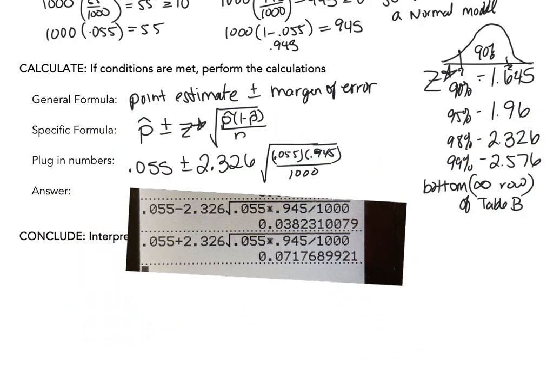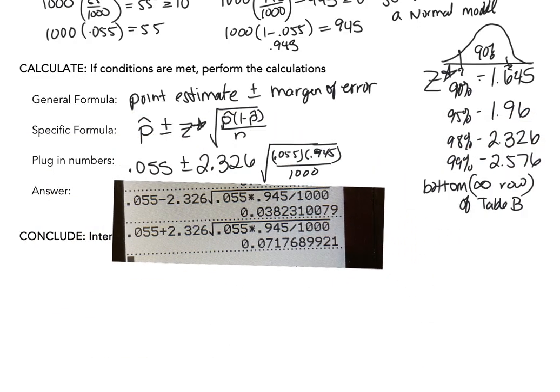Okay. So you can see that when I plugged it in, I just typed it all in with no parentheses, and then it does the order of operations correctly for me. So I do my minus the 2.326 square root, no parentheses, I can just plug it all in. So my interval is from 0.038 to 0.0718. Okay, try to keep 3 decimals, 3 good numbers, not the leading zeros, in your answers.